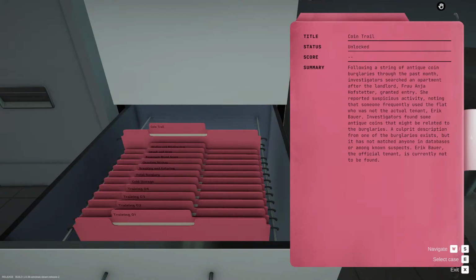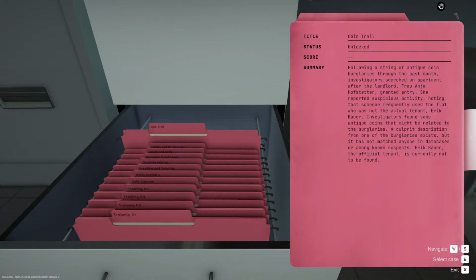Alright, so we have this new case called Coin Trail. Let's check it out. Following a string of antique coin burglaries through the past month, investigators searched an apartment after the landlord, I'm gonna butcher this name, Frau Anja Hofstetter, granted entry. Okay, so she granted entry to the investigators. She reported suspicious activity, noting that someone frequently used the flat who was not the actual tenant.